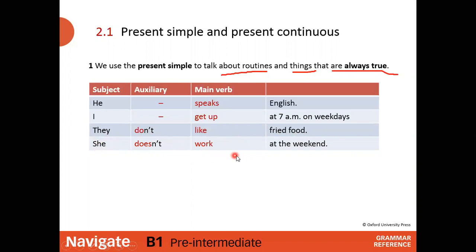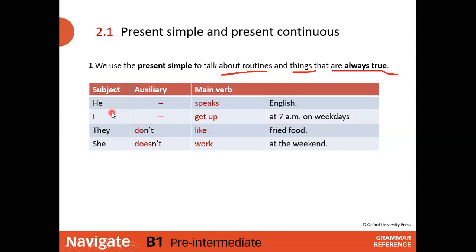So next one, she doesn't work at the weekend. So this is her routine. At the weekend, she doesn't work. All right. So first sentence, it's present simple. Yes, present simple, positive. And after he, there is verb speak, and you add s to speak. Okay, it speaks because of he.